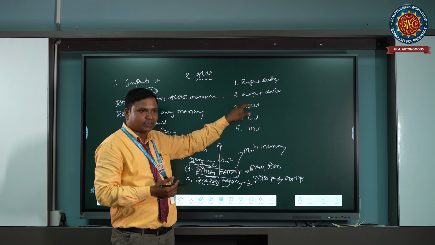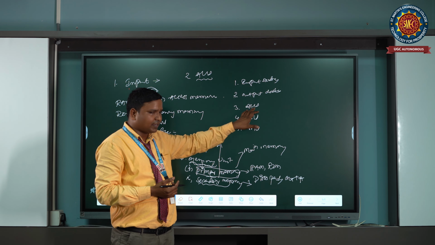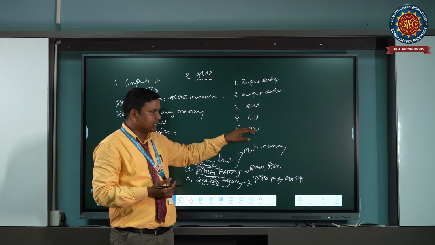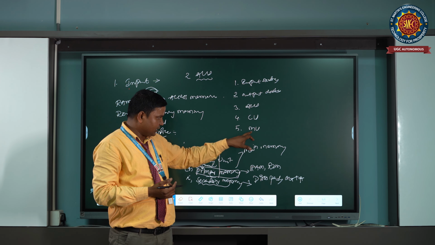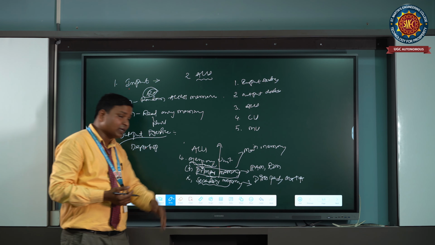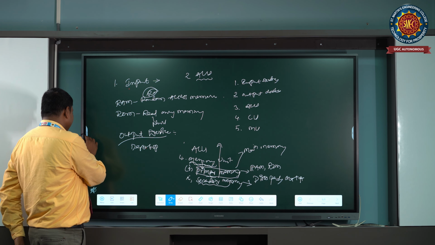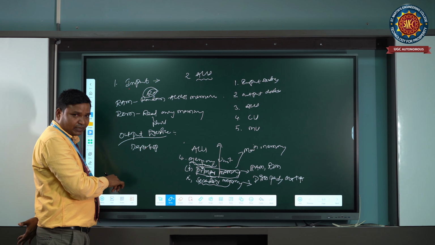Output devices are things like a display, LCD or whatever it may be. ALU is the arithmetic logic unit, and the control unit controls all the operations. The MU is the memory unit, which consists of two categories. This relates to the block diagram of the digital computer.